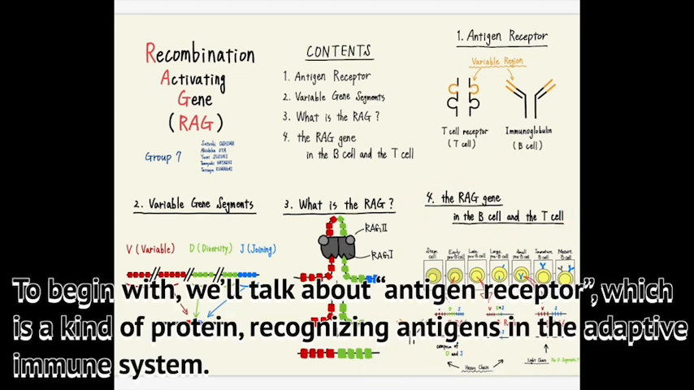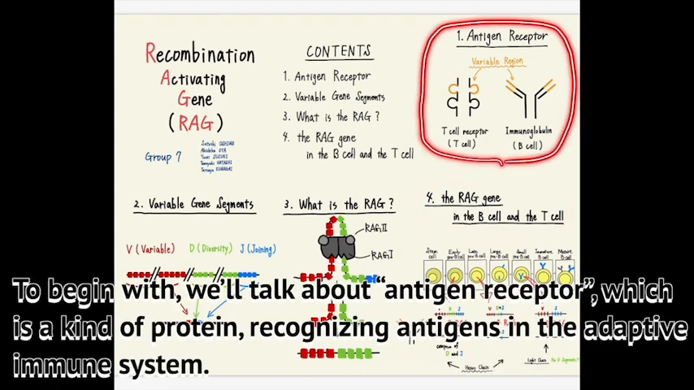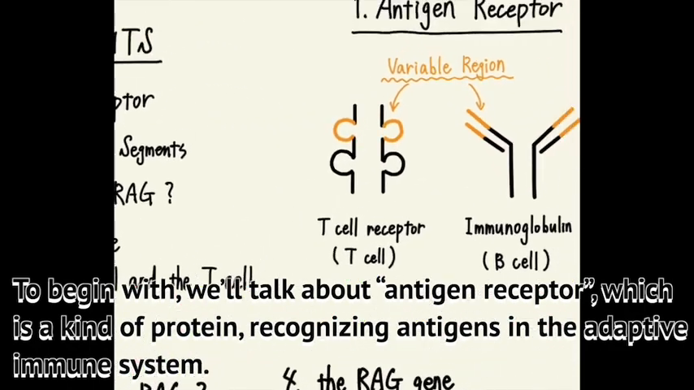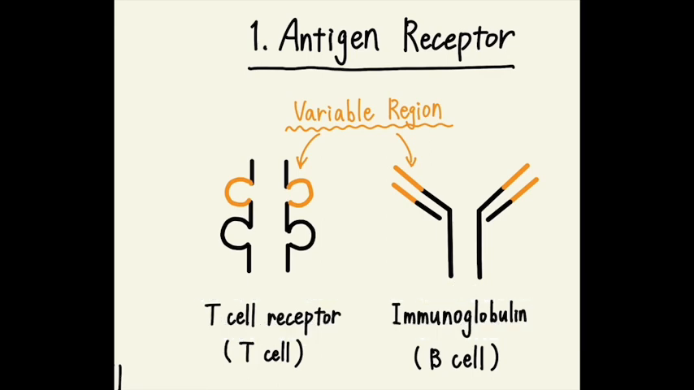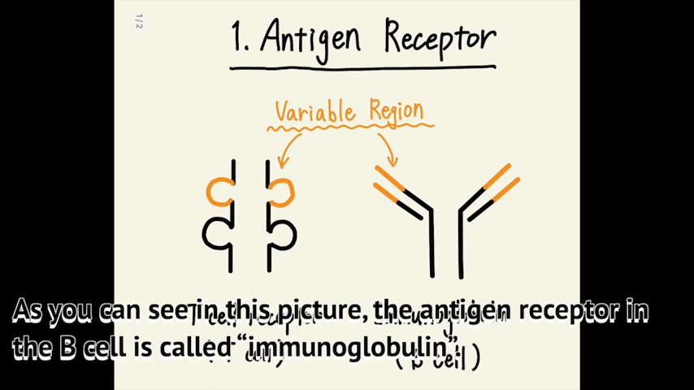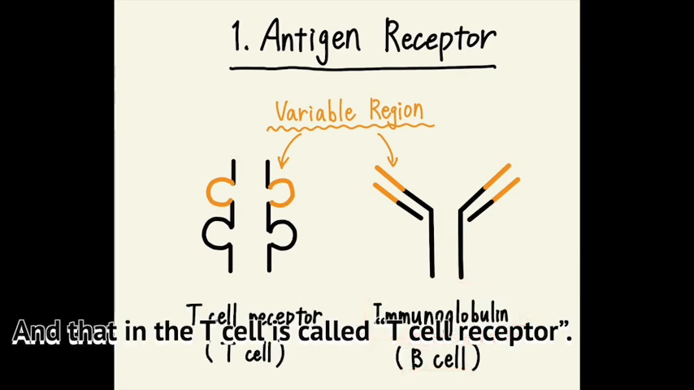To begin with, we'll talk about antigen receptor, which is a kind of protein recognizing antigens in the adaptive immune system. As you can see in this picture, the antigen receptor in the B cell is called immunoglobulin, and that in the T cell is called T cell receptor.